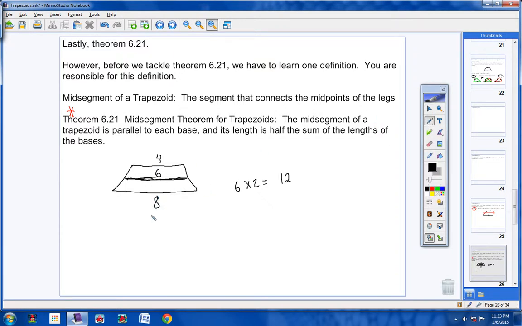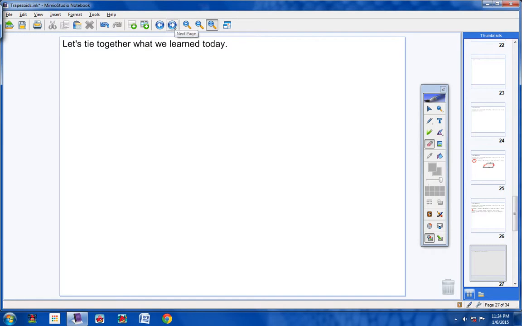And then, by the way, guys, you can check your work. Add your 2 bases together. What's 4 plus 8? 12. Divided by 2, and what do you get? 6. So make sure you understand this theorem really, really well, okay? I'm not going to get to the proof of this or explanation. We really have to finish up and go on, okay? So here we go.